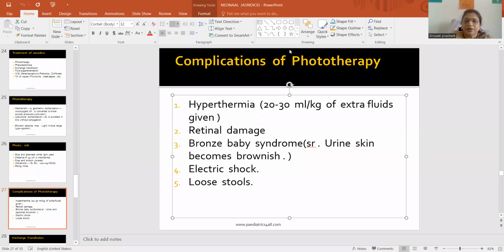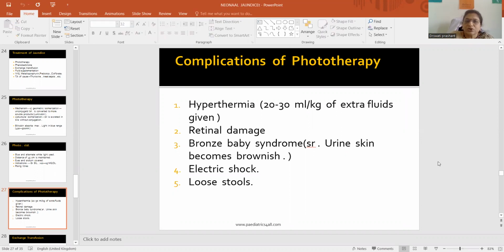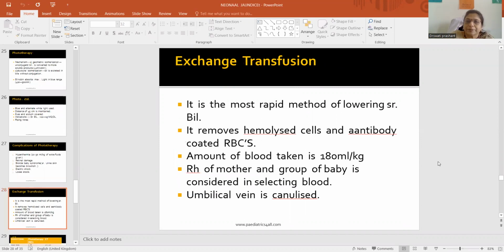hyperthermia, retinal damage, bronze baby syndrome, electric shock, loose stools. These are the common complications of phototherapy.